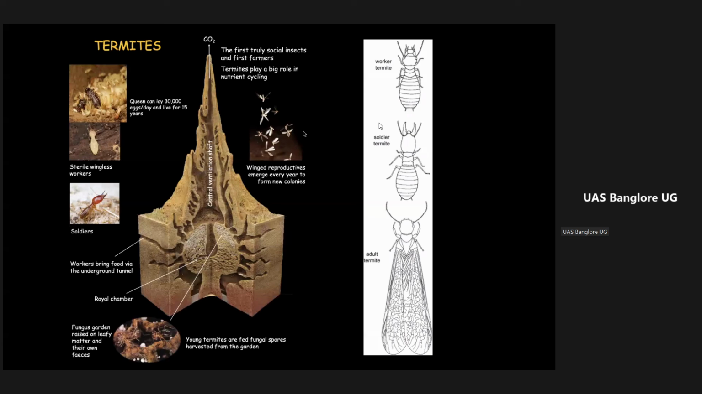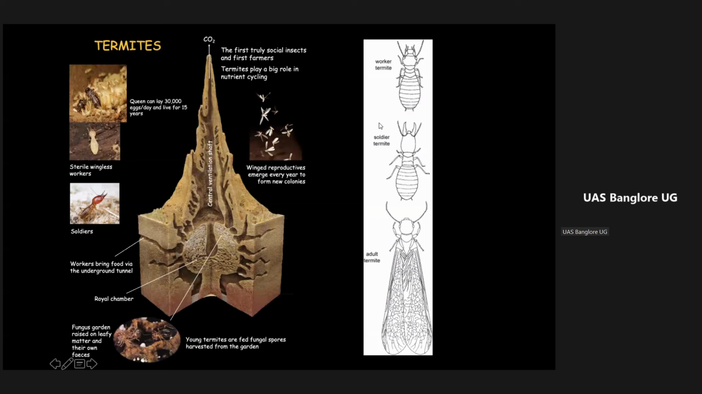Coming to the termites, there is a very interesting colony organization. They are social living. They have a society of their own, where there is a king, a queen, a wingless worker, and also a soldier. They take away the organic matter and grow a fungus. They feed on that, and the young ones are given the fungal spores. They have a fungal garden of their own.